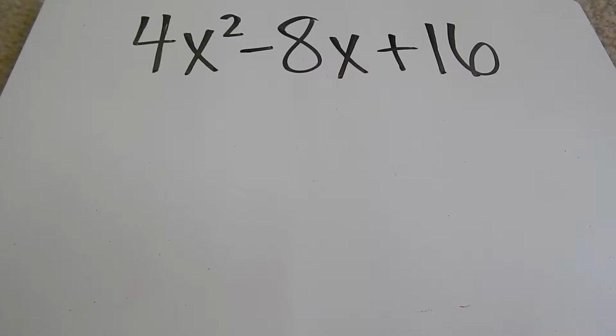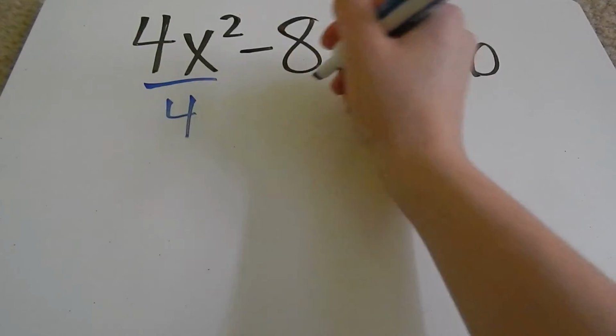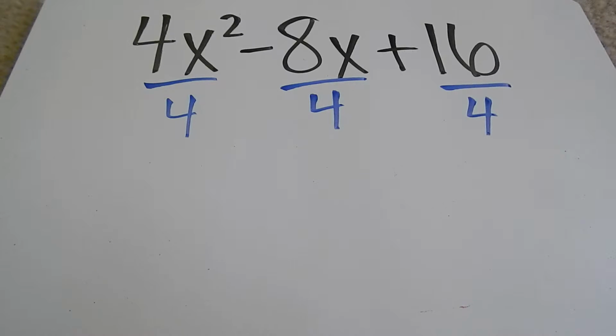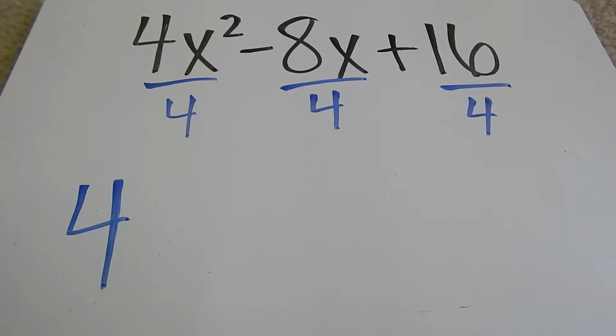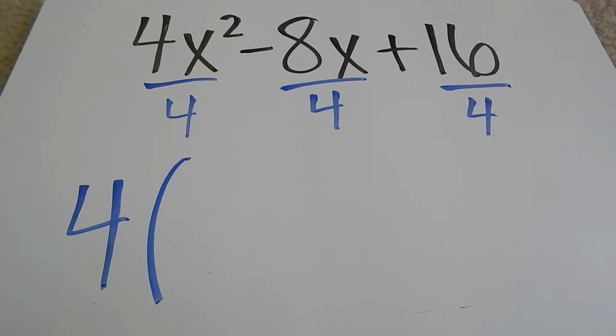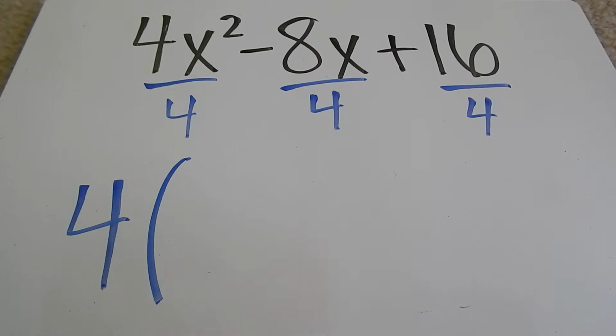So my next step is to take my GCF 4 and divide every term by it. When I divide every term by 4, what I need to do is bring the 4 out to the front. Then I start parentheses and write whatever's left inside of them.